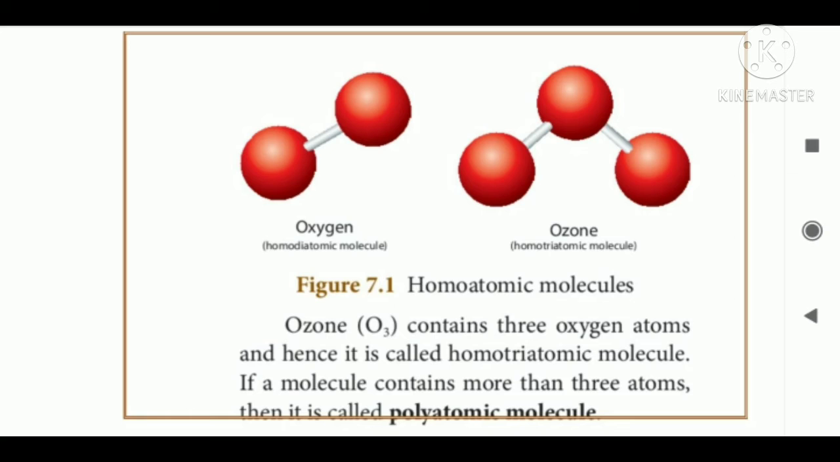Then ozone contains three oxygen atoms. Hence it is called a homotriatomic molecule. Tri means 3. If a molecule contains more than 3 atoms, then it is called a polyatomic molecule. So oxygen is a homodiatomic molecule and ozone is a homotriatomic molecule.